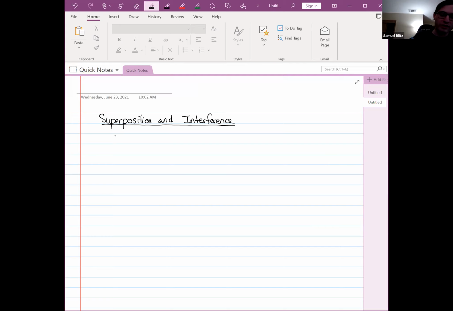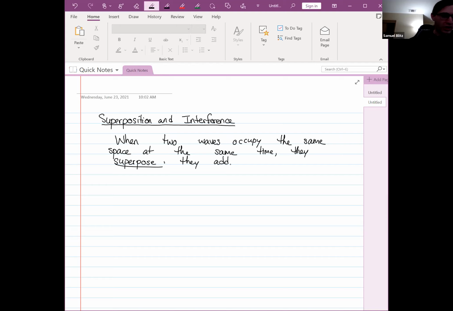So when two waves occupy the same space at the same time, they superpose. Superpose is like the verb form of the noun superposition. And what superpose means is it just means that they add, like they add up.